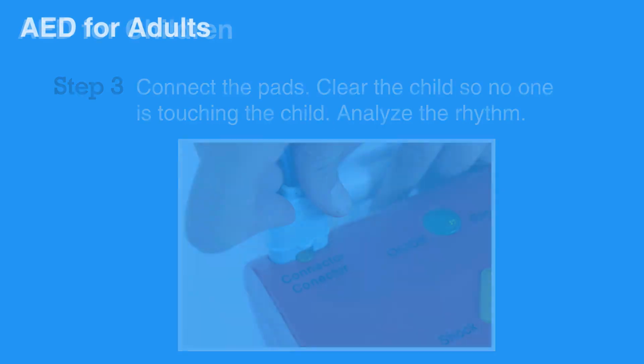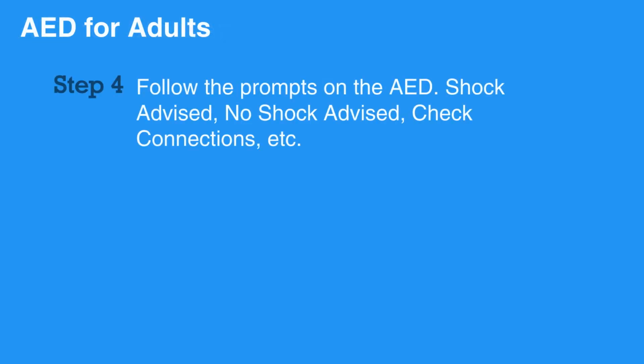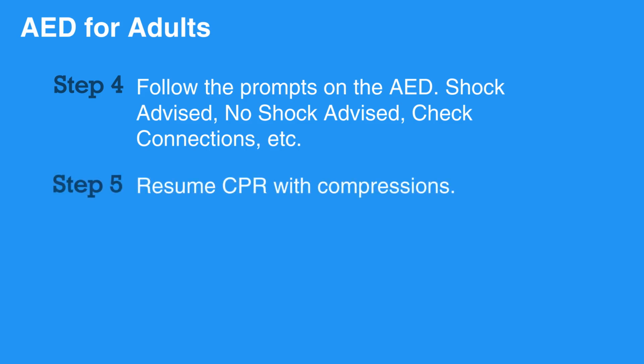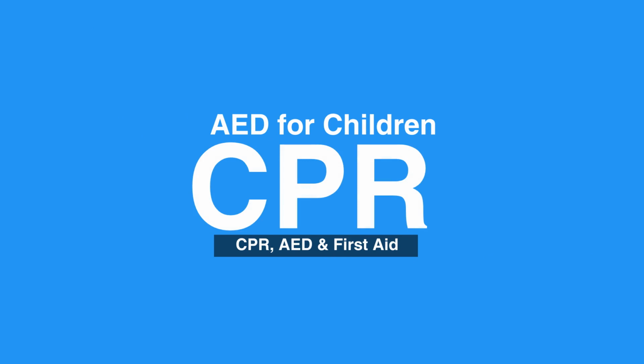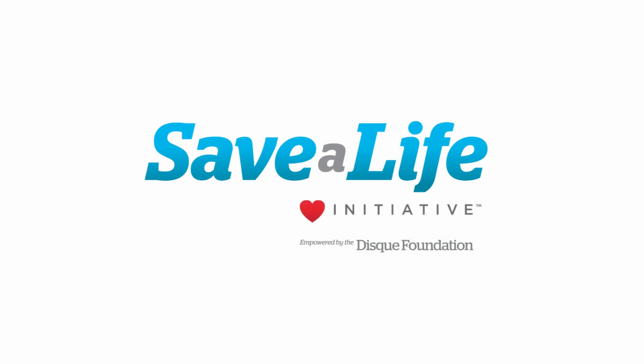Analyze the rhythm. Follow the prompts: shock advised, no shock advised, check connection, etc. Resume CPR with compressions. This concludes our lesson on AED for children. Next, we will review activating EMS for children.